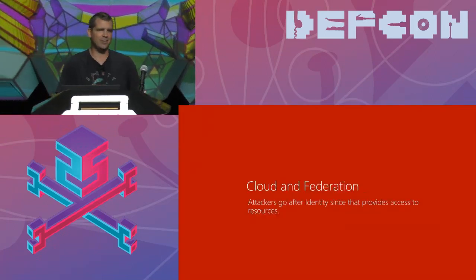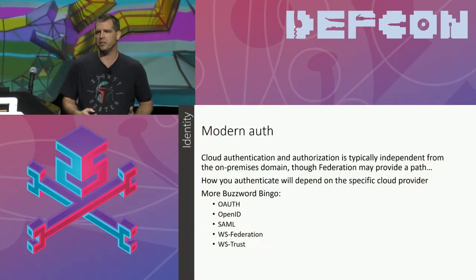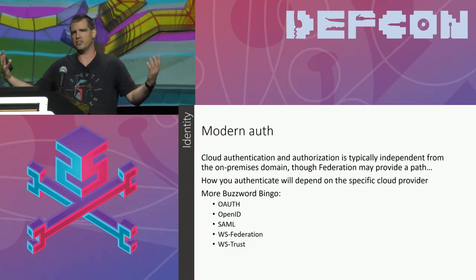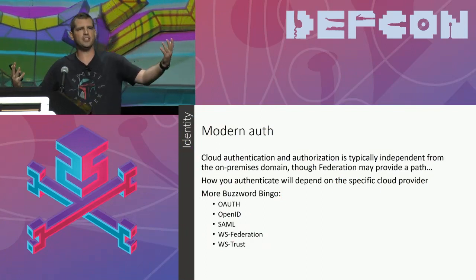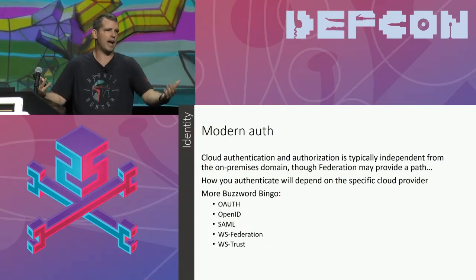So how does this tie together? We have cloud, we have federation, we need to combine these things somehow. And ultimately, it comes down to the authentication that's leveraged. So we have authentication and authorization just like we've always had. Authentication is identifying and confirming that who you say you are actually are.